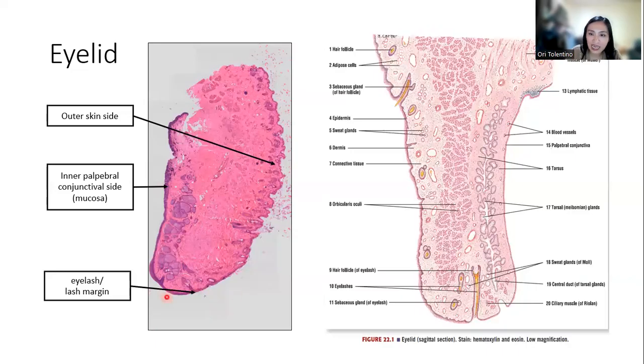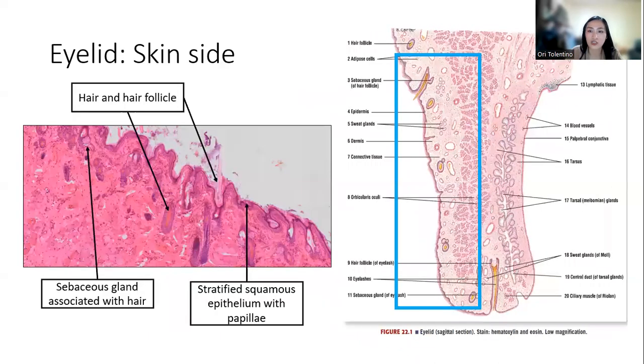Here you can find your eyelashes, which are large, long hairs with associated glands that we will see later in higher magnification. This outer skin side is made up of stratified squamous epithelium with papillae. You see these papillae here. And of course, you know it's the skin side because you see the hair follicles, with their associated sebaceous glands.